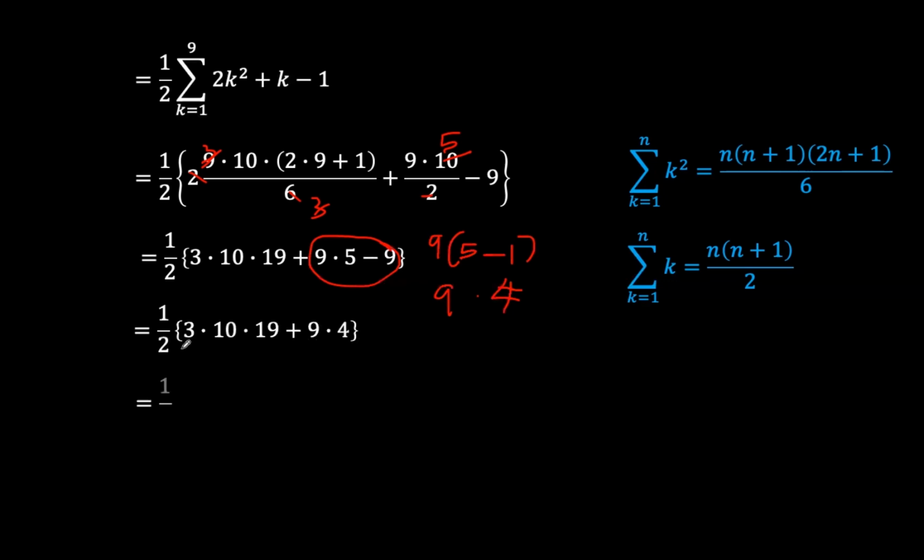And now this is 30 times 19, which is 570, 9 times 4 is 36, which is a half times 606, which is equal to 303. And this is the final answer for this problem.